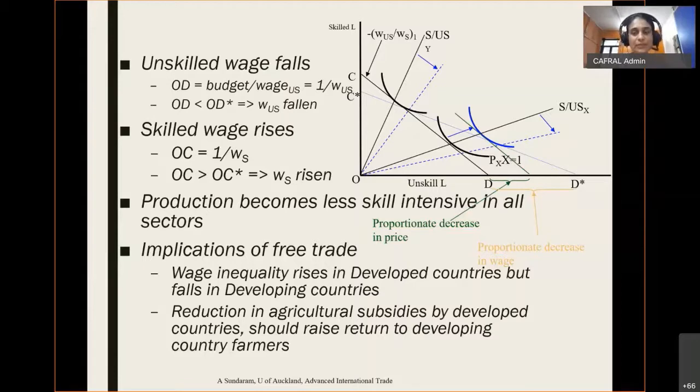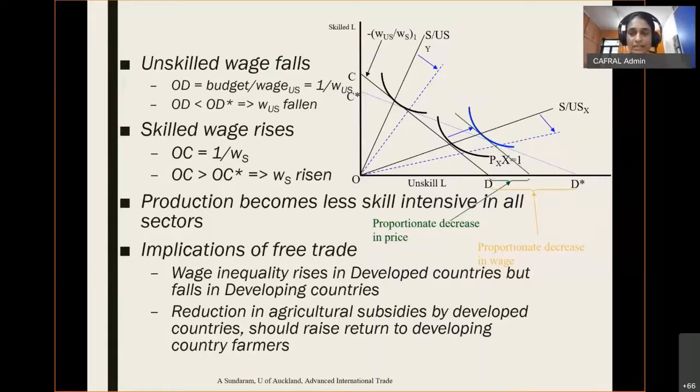So in this case, with international trade, unskilled labor in India, which is used intensively in footwear, is going to gain at the cost of skilled labor. In other words, inequality should come down in India with international trade. Now, note that the opposite is going to happen in the US.